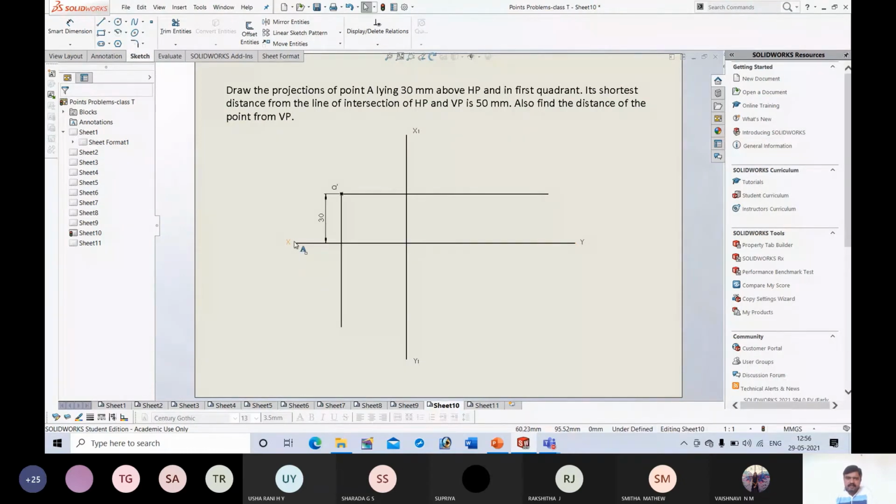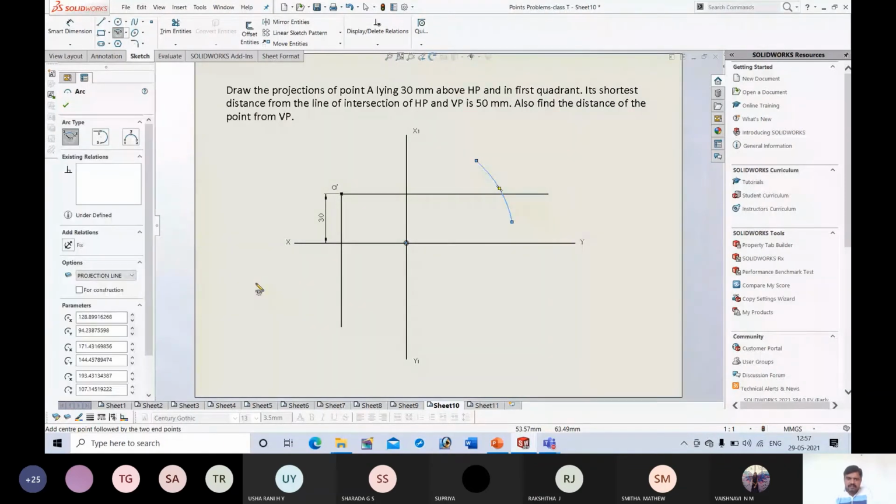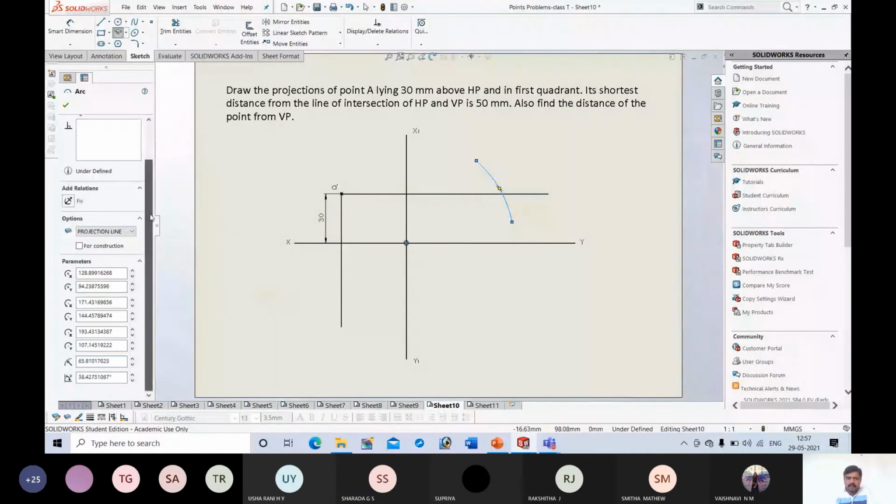On manual drawing, you should use a compass. Here in software, I use center point arc. In order to draw an arc or circle, you have to use a compass. So here I will use center point arc. This is the center. I should draw an arc so that it will cut this line, and the radius for drawing this arc should be 50 mm.